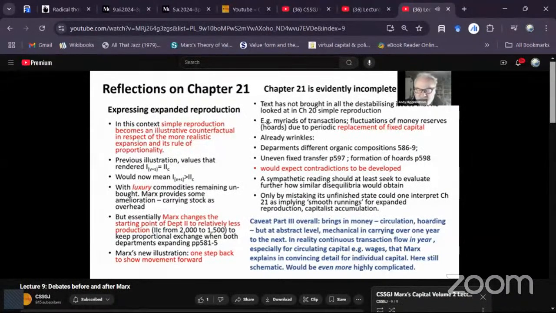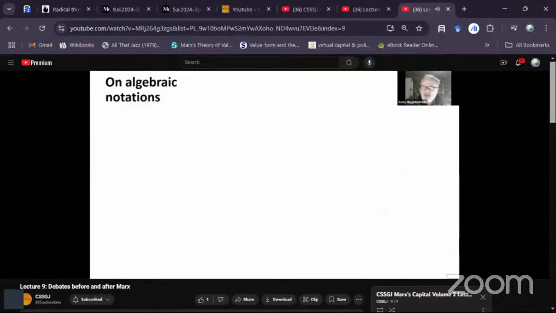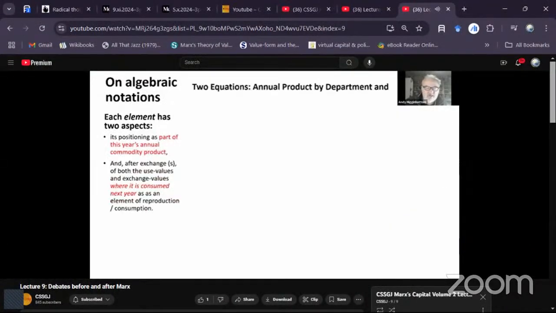Okay. So there's a caveat also about part 3 overall, right? This is still circulation. It's a mechanical first rendering, right? And there's quite a lot that, if you were to be true to the spirit of what Marx is doing, you'd have to bring in these complications once again. That's an interpretive point, right? It's my interpretation.